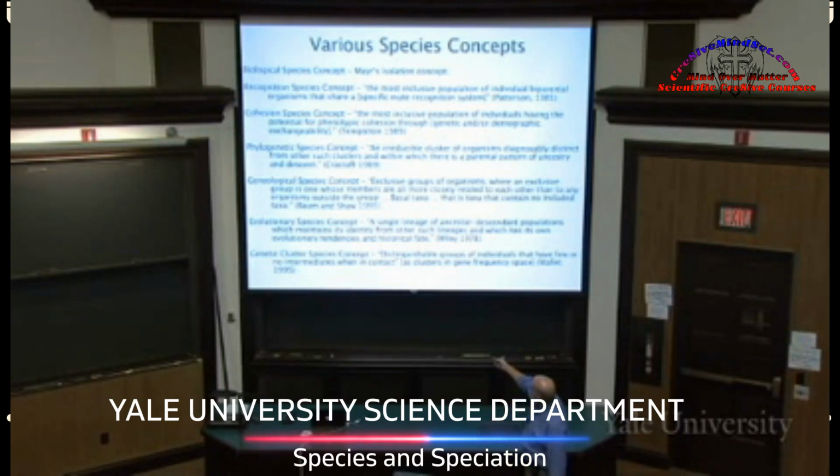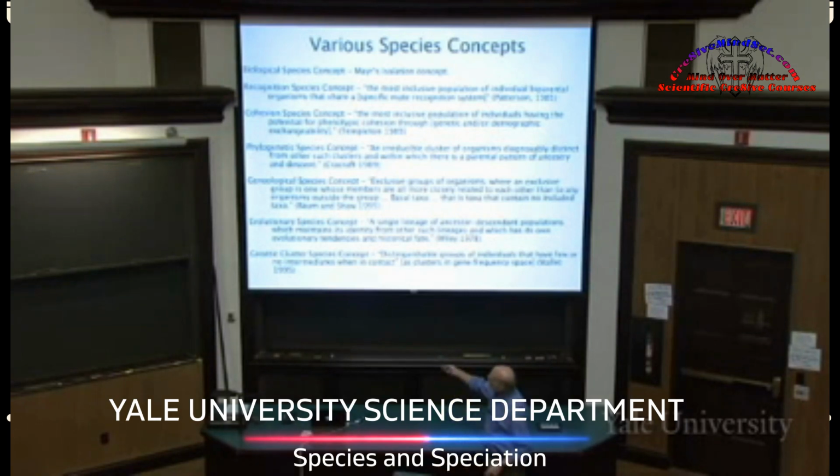Back in '78, Wiley said that a species is a lineage of ancestor-descendant populations that maintains its identity from other such lineages and has its own evolutionary tendencies and historical fate. I don't know why he had to put the last phrases in. Kind of messes up the idea a little bit. But essentially, if you're looking at a phylogenetic tree, what he's saying is there's a start and a finish on a branch. So it has duration through time, that kind of thing.